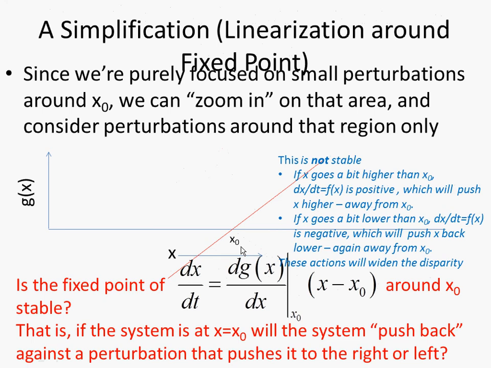Because if we're above x sub 0, if x is greater than x sub 0, f of x will be positive. Actually, I've said g of x just to avoid confusion. G of x will be positive, therefore dx dt will be positive. Therefore, it will make it diverge even further. It will further increase that disparity. And similarly here, it will further increase that disparity. And it will increase it, ladies and gentlemen, by a faster and faster amount.